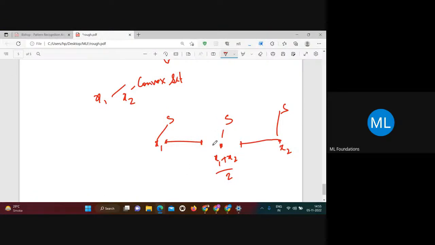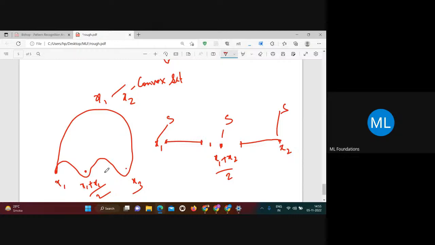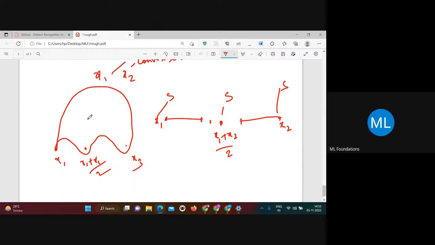But this can happen, right? I can have some point where this can be the function. This is the x1, but the midpoint is here. Let's for example, the midpoint is here because the midpoint also comes under a convex set. (x1 plus x2) by 2 is x3. But this is not a convex set, right?